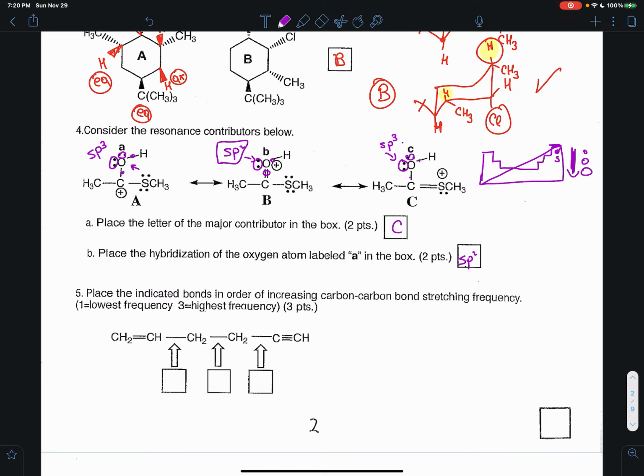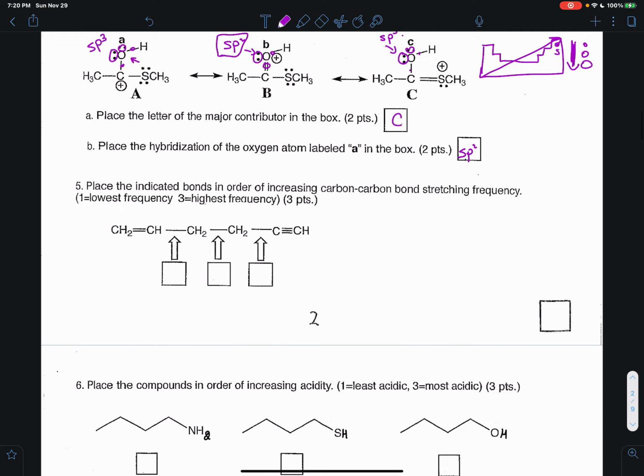Nonetheless, moving on. Place the indicated bonds in order of increasing carbon-carbon bond stretching frequency, 1 being the lowest frequency and 3 being the highest frequency. A couple things I want to mention before we move into the strength of the carbon-carbon bond. When we talk about frequency, we have to think about Gen Chem and physics a little bit. The reason why is because there's a specific formula that we learned.